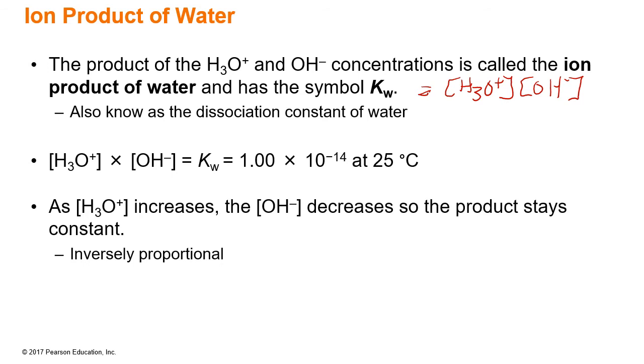It has a known constant value at 25 degrees Celsius of 1 times 10 to the -14. We get this by taking 10 to the -7 for H3O+ times 10 to the -7 for OH-. As our H3O+ increases, so as our substance becomes more acidic, the OH- is going to decrease in order to keep this equilibrium constant expression, or the value, constant.